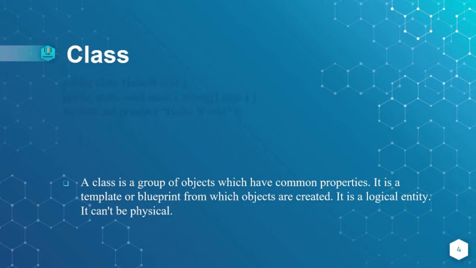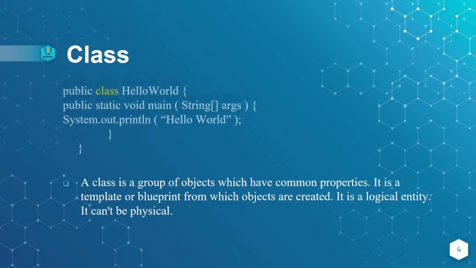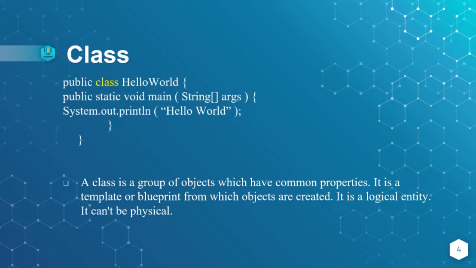So here, the main thing: a class in Java is a group of objects which have common properties. It is a template or blueprint from which objects are created. It is a logical entity. It cannot be physical. A class in Java can contain fields, methods, constructors, blocks, nested classes, and interfaces. Of course, we are going to see all these things in detail in further videos.